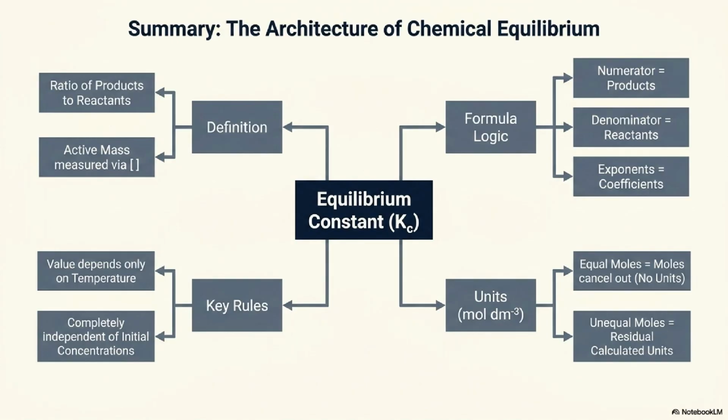Spot on. And the last hypothetical, 2m plus 4n goes to 5o. Product is O. Coefficient is 5, so numerator is O to the 5th. Reactants are m and n. Coefficient 2 for m is m squared. Coefficient 4 for n is n to the 4th. Denominator is m squared times n to the 4th. Blueprint is Kc equals O to the 5th over m squared times n to the 4th.